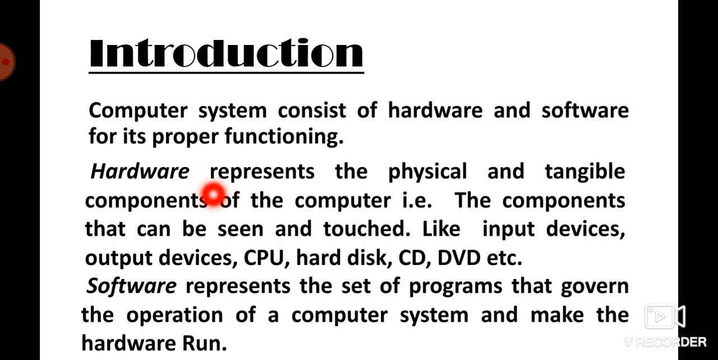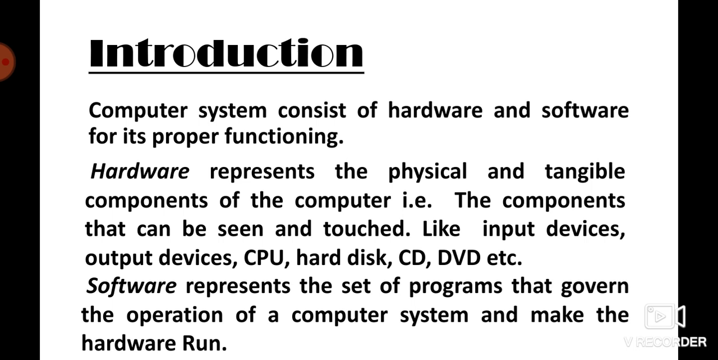Here I have defined hardware and software. Like we know that a computer system consists of hardware and software for its proper functioning. Hardware are those components that we can see or touch. The physical and tangible components are called hardware, like input devices, output devices, CPU, hard disk, CD, DVD. Many other hardware are there.